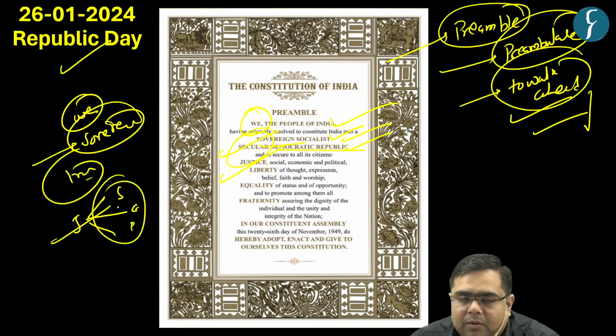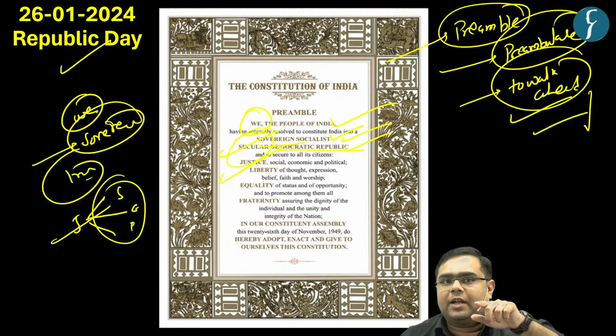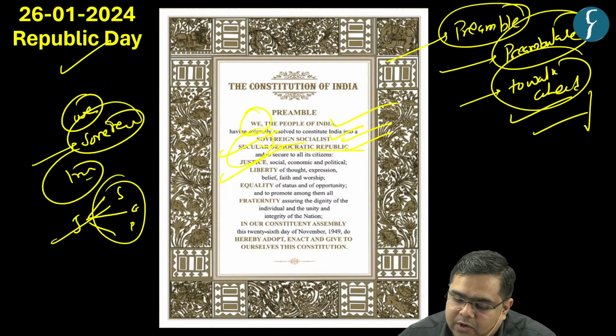So it is one of the documents that ensures not just political justice, but it acknowledges that without any social or economic justice there cannot be any political justice. So for the existence of political justice there needs to be social and economic justice. That is why social and economic are written ahead of political justice.